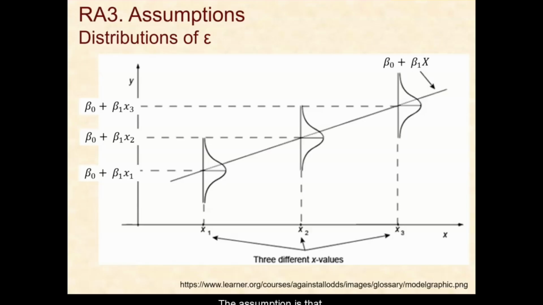The assumption is that for every value of x, the epsilon come from a normal distribution with mean 0. This means that every value of y comes from a normal distribution centered at the regression line and with standard deviation sigma. This is illustrated in the figure by a series of normal distributions that should be imagined as being vertical to the picture on the slide.